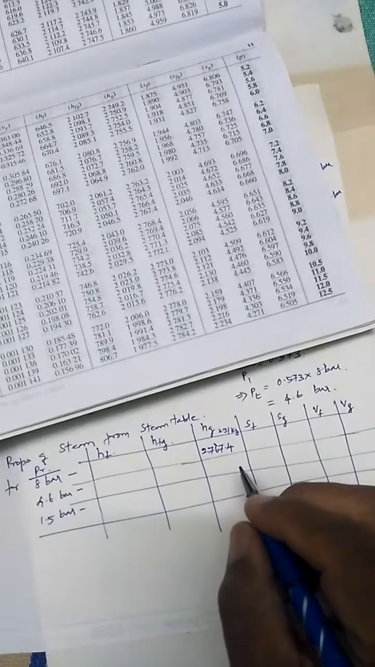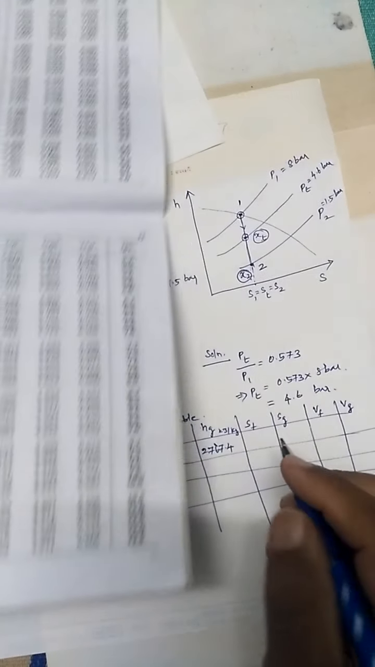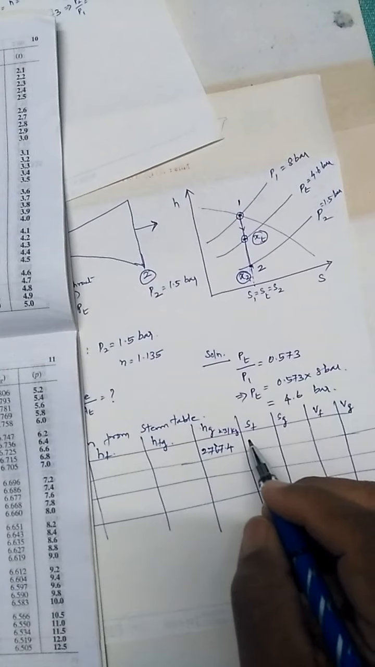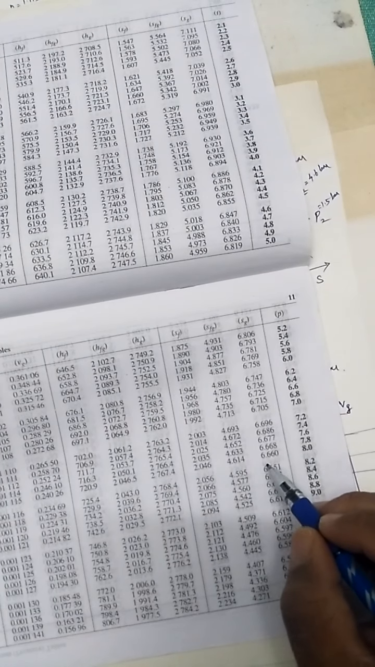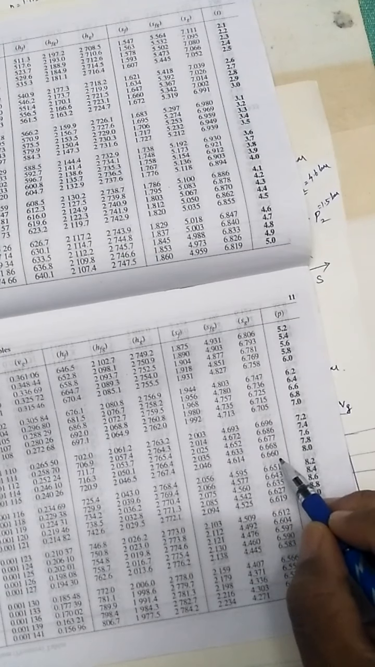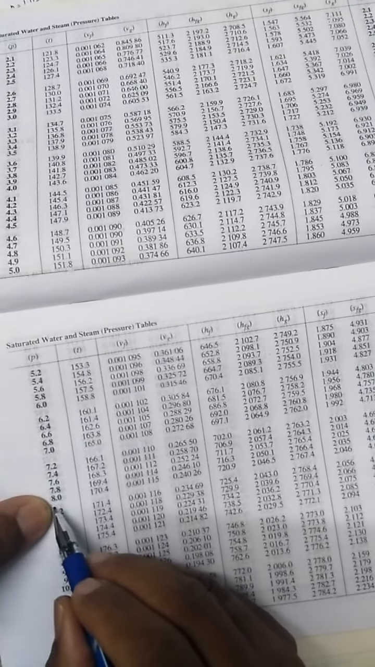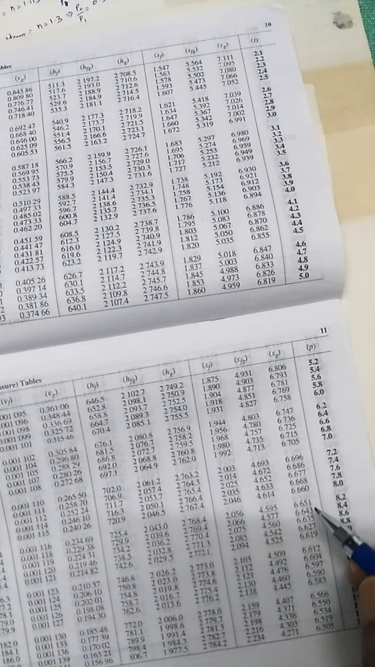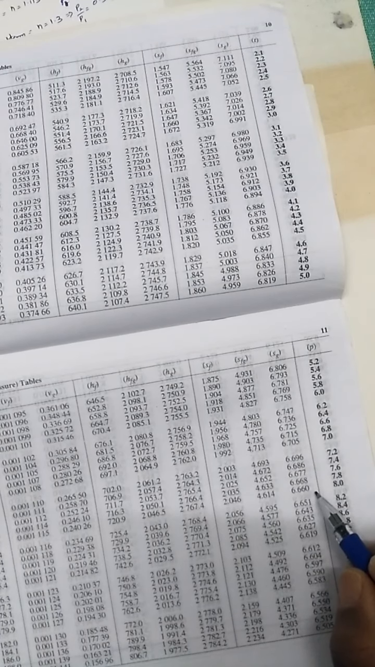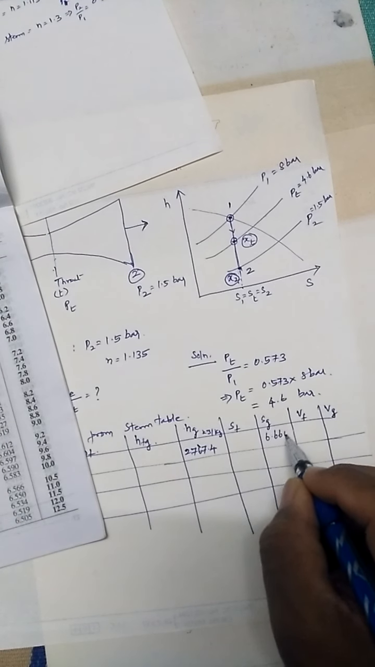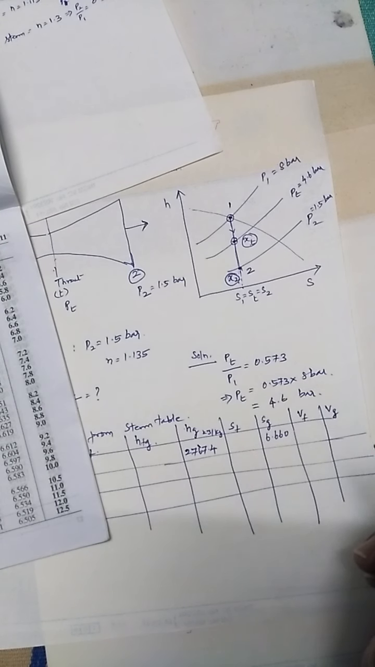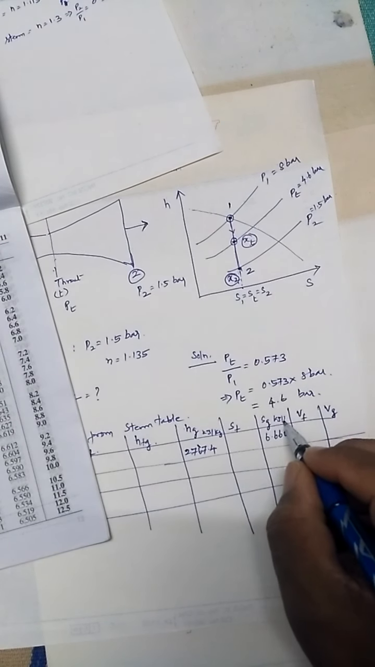Similarly for the entropy at this point, also for the same 8 bar, the Sg value is given as 6.660, so this much kilojoules per kg Kelvin.